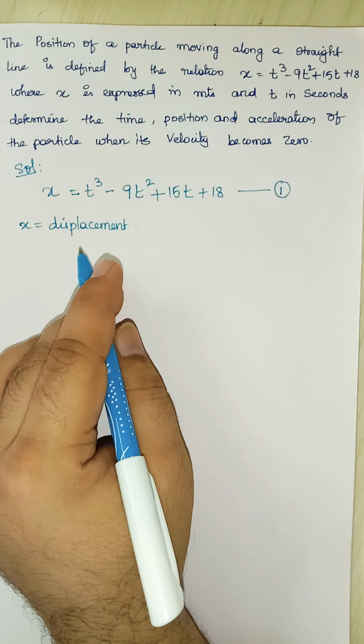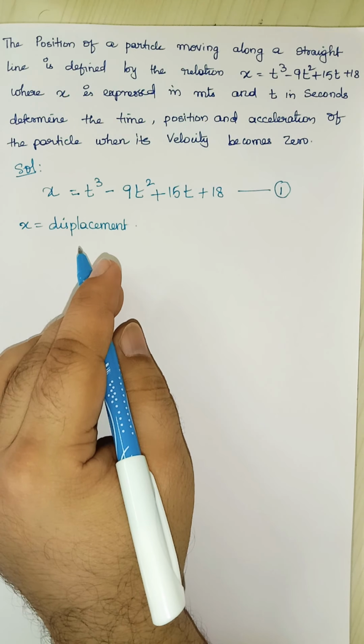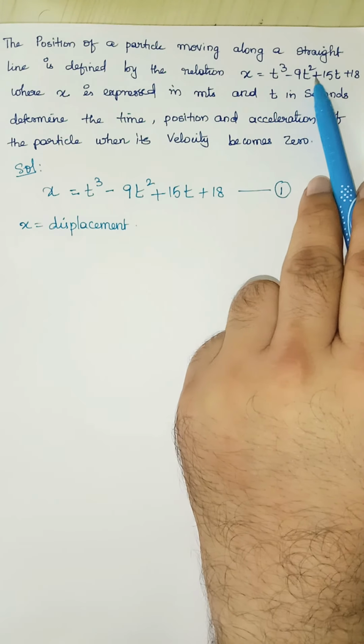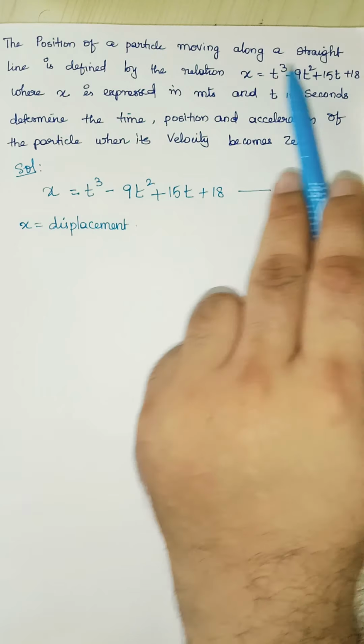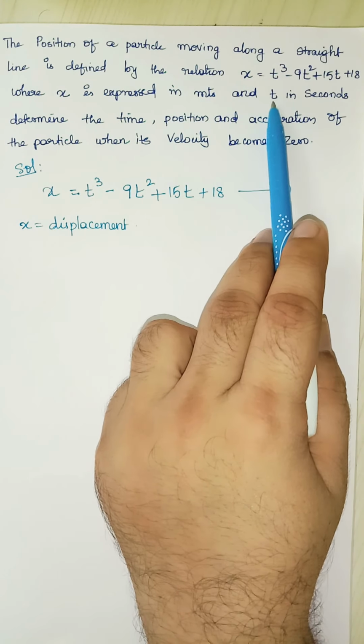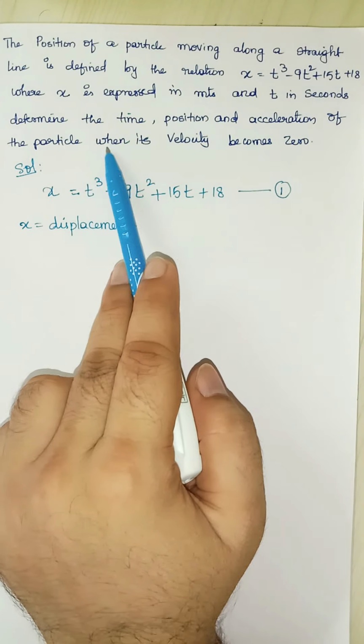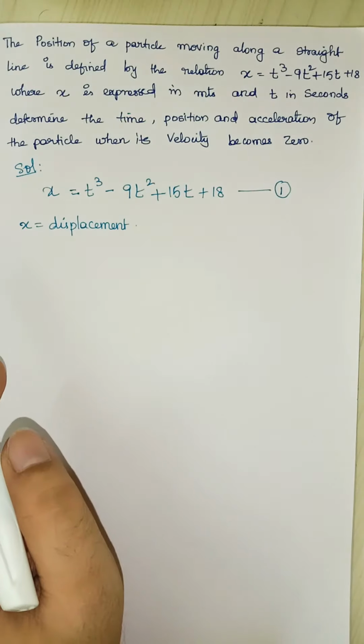Good morning, students. Today I have come with a new problem in kinematics, rectilinear motion. The problem goes like this. The position of a particle moving along a straight line is defined by the relation x is equal to t cube minus 9t square plus 15t plus 18, where x is expressed in meters and t in seconds. Determine the time, position and acceleration of the particle when its velocity becomes zero.